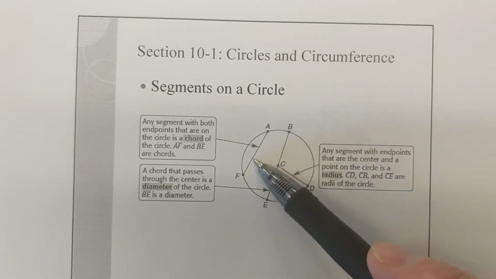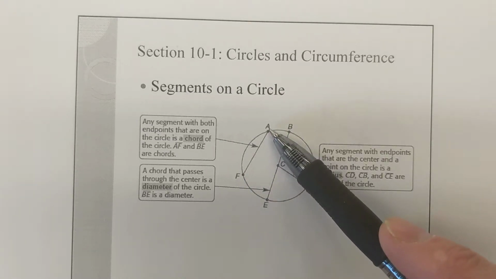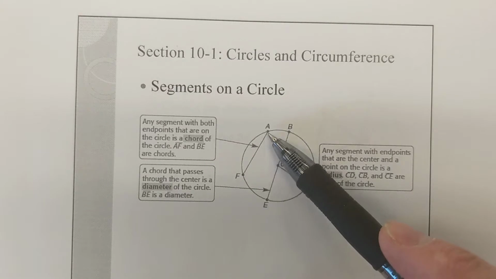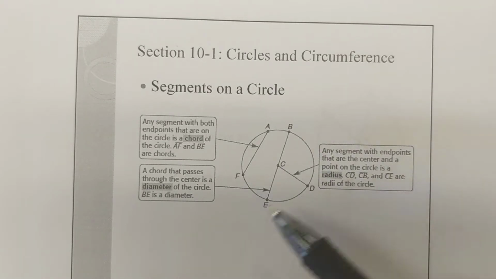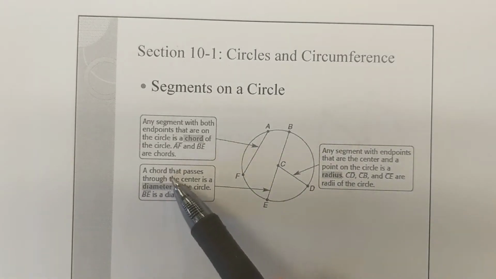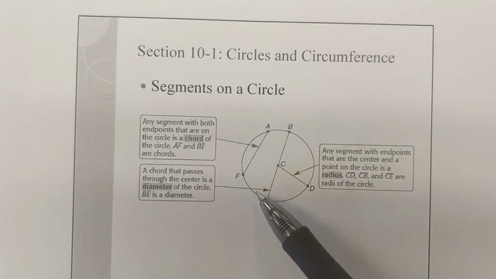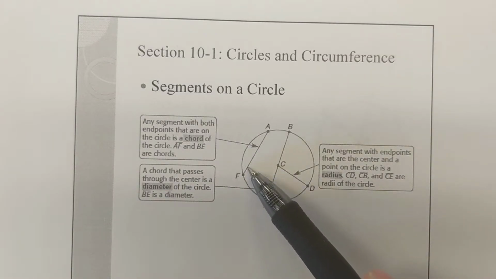So a chord is here from A to F. Chords just have to run edge to edge. So both AF and BE are chords. It's just that BE is also the diameter because it passes through the center. Well, I see over here, a chord that passes through the center is a diameter of the circle. So all diameters are chords, not all chords are diameters.